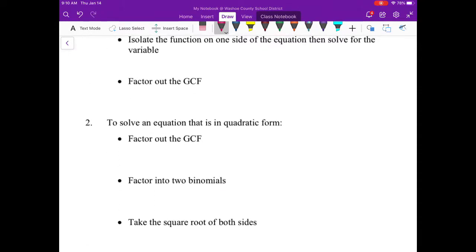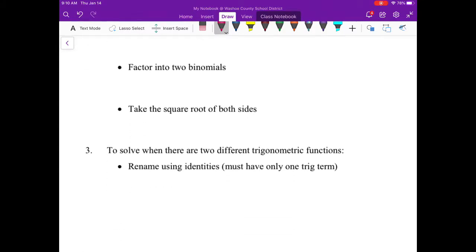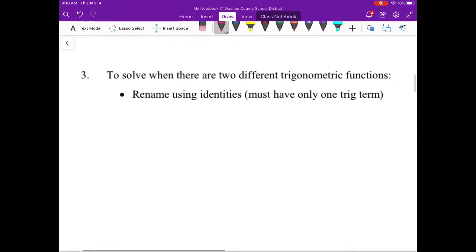Sometimes it's going to look like a quadratic, so it's going to have cosine squared of x or sine squared of x. And we're going to factor out the greatest common factor again. If you can, factor the two binomials, or you might need to solve by taking the square root of both sides. And lastly, when there are two trig functions, you're going to need to use that golden ticket to rename one of those functions using those identities, because we really can only work with one trig function at a time. So you're going to have to rewrite some of these, okay?